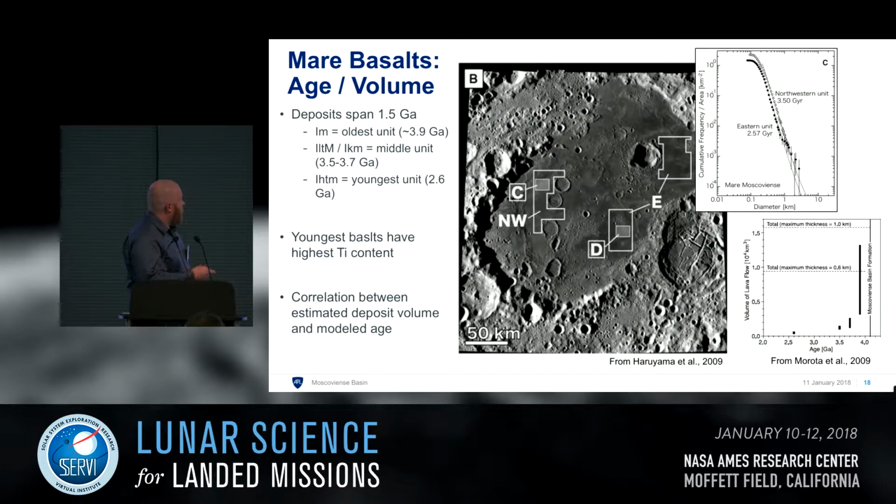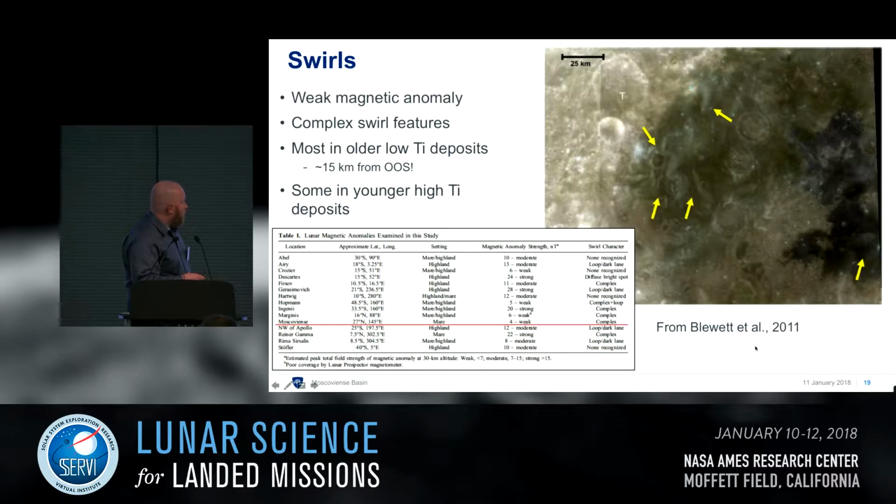And this is a quantification of the stratigraphic relationships that were identified earlier, showing that the oldest Mare units are approximately 3.9 billion years. The middle units are 3.5 to 3.7, and the youngest units are pretty young at 2.6. This is work that Haruyama and Morota have done. And then there's also a nice correlation here between the estimated volumes of basalts produced and the age, where you started off with the highest volumes, and then it decreased in volume as time went on.